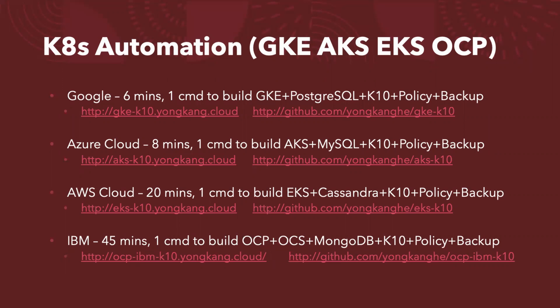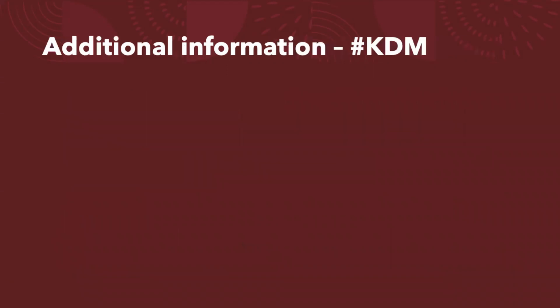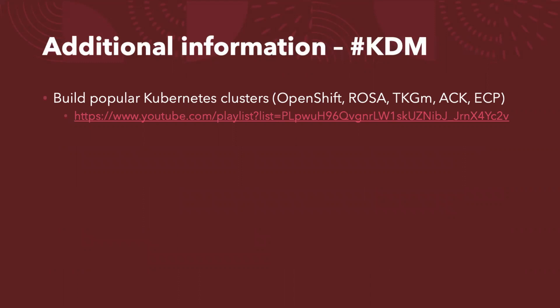And the last one is on IBM Cloud. If OpenShift is your favorite Kubernetes distribution, you can build an OCP cluster plus OpenShift Container Storage plus MongoDB plus K10 plus policy, 45 minutes. So additional information, if you're interested.